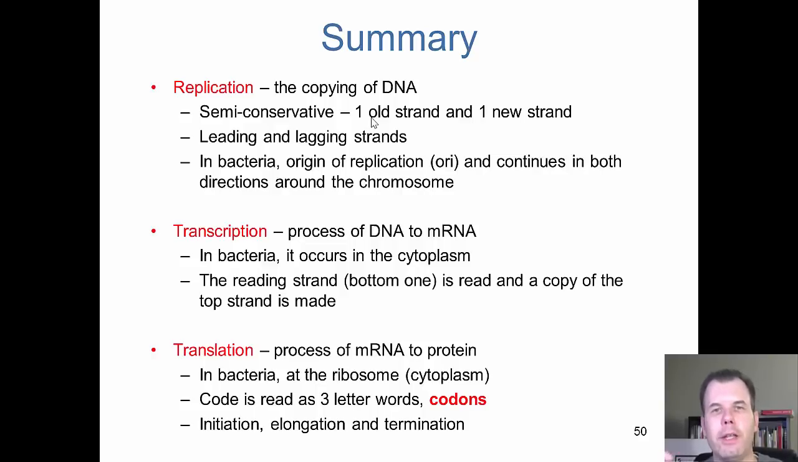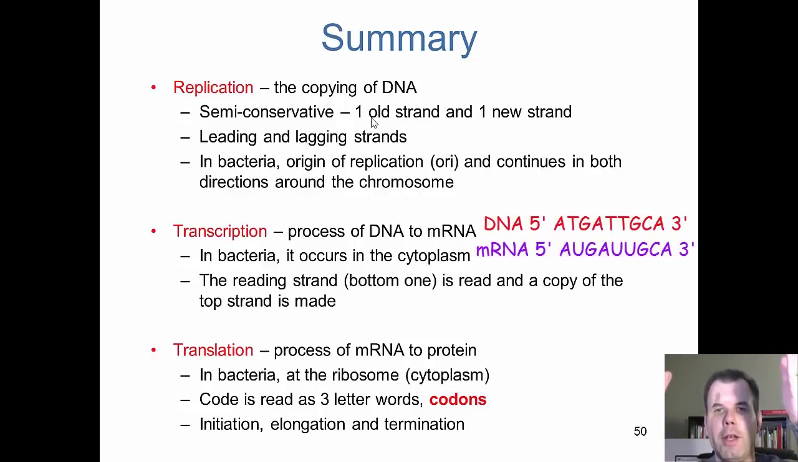And again, there's a slight difference in RNA. RNA has ribose and it has uracil, so no T's in RNA. And what you're doing is reading the bottom strand and making a copy of the top strand. So when you make an mRNA, when I give you the 5 prime to 3 prime sequence, you just basically rewrite that sequence and replace the T's with U's. We'll keep it easy.